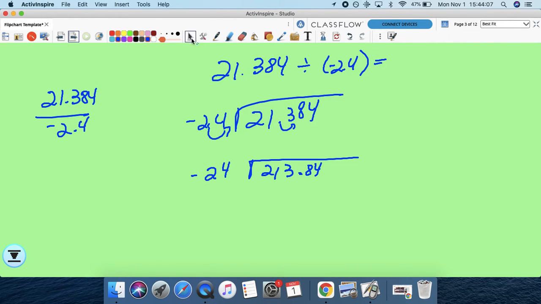Okay, now we're ready to divide. Does 24 go into 2? No. Into 21? No. Does it go into 213? Yes. So let's try 6 times. 24 times 6 is 144. Really? What is wrong with me?